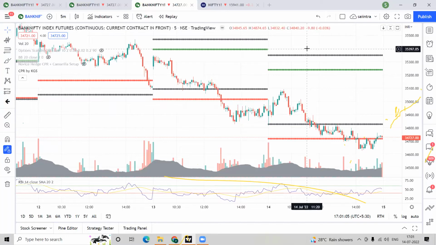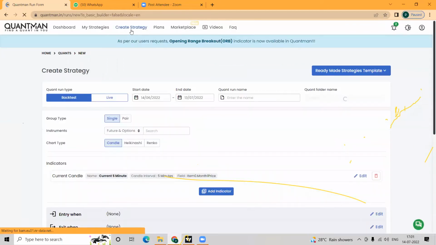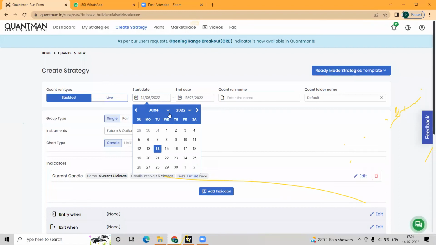I will backtest the strategy. Then you would be amazed when you see the results. How can we do that in Conman? Just go to Conman and go to the create a strategy page. Now I am going to test the strategy for the past 5 years. This time I am going to test it on Nifty, because the last 2 strategies I tested were on Bank Nifty. I am going to test the strategy from 2019 March 14th onwards.